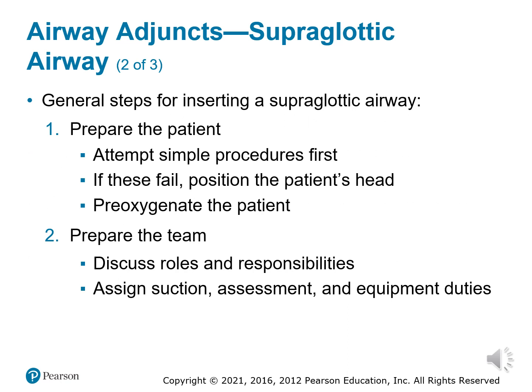General steps for inserting a supraglottic airway include preparing the patient. You want to attempt simple procedures first. If these fail, position the patient's head and pre-oxygenate the patient. Next, you're going to prepare the team. Discuss roles and responsibilities. Assign suction, assessment, and equipment duties.